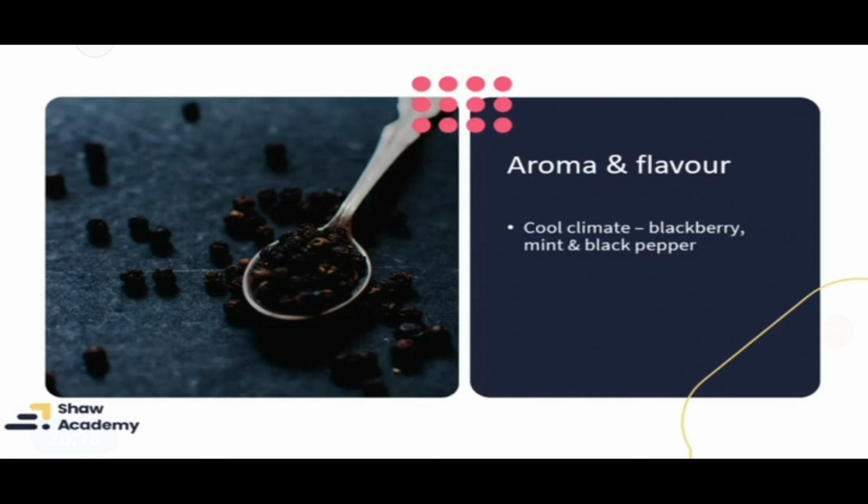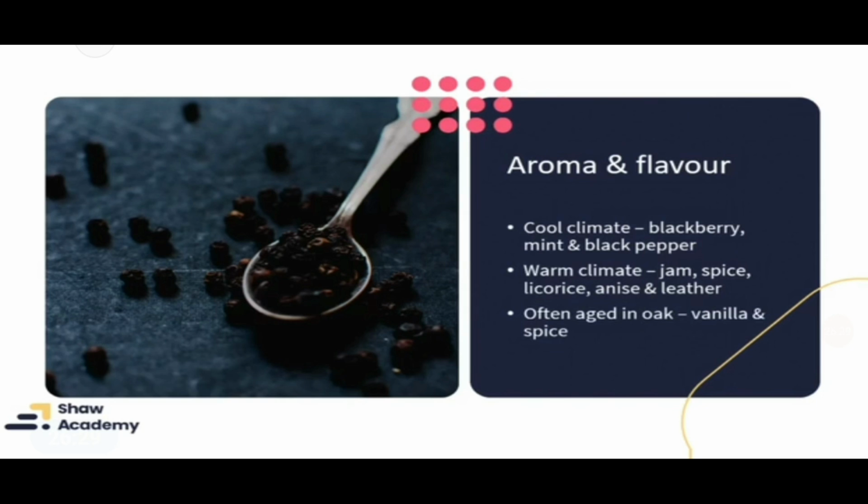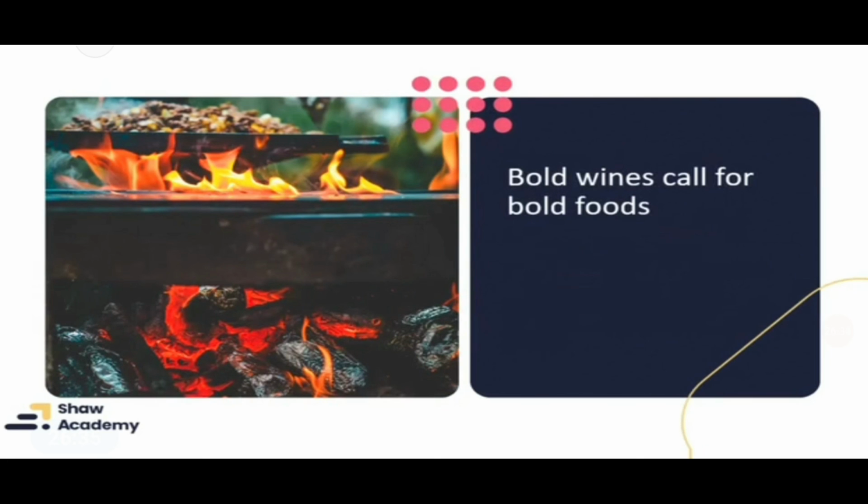The aroma and flavor is once again climate dependent. In a cooler climate, you can expect notes of blackberry, mint, and black pepper, whereas in a warmer climate, we can expect more jammy fruits, notes of spice, licorice, anise, and leather. When Syrah has been aged in oak, we can also expect hints of vanilla and spice.